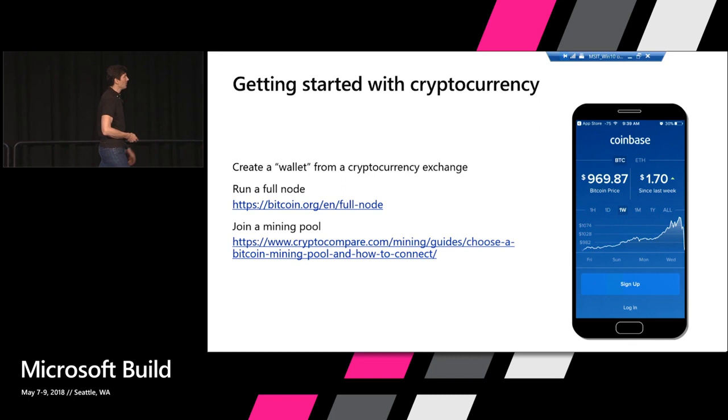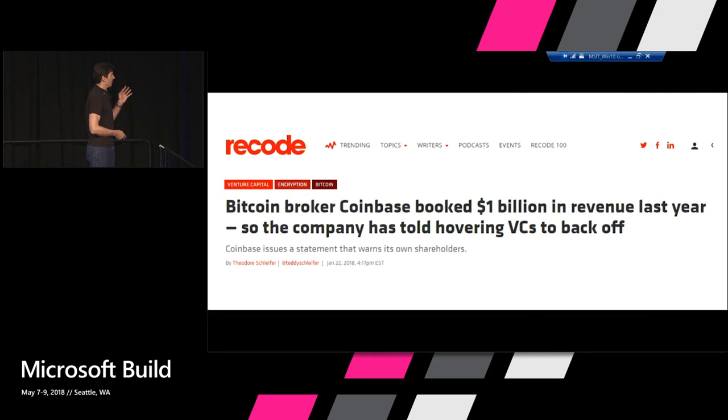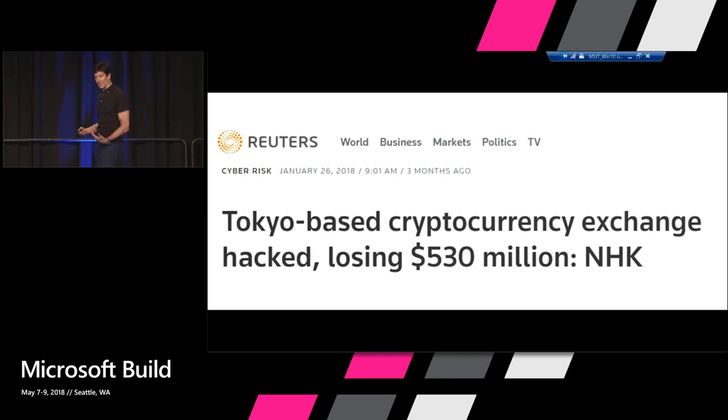A warning about these exchanges. Coinbase, that's not a warning, but Coinbase is generating a huge amount of money, $1 billion, because of all the people going and signing up and buying cryptocurrencies through them. But this is something that can happen. It's happened to several exchanges: they get hacked and the money leaves. So these are basically like banks, with the amount of money that they store and the amount of money that attackers want to go try to get into.